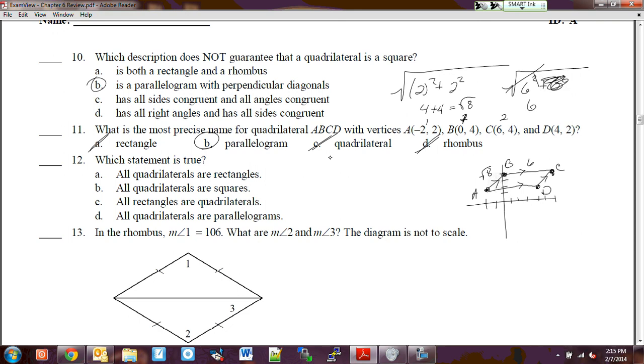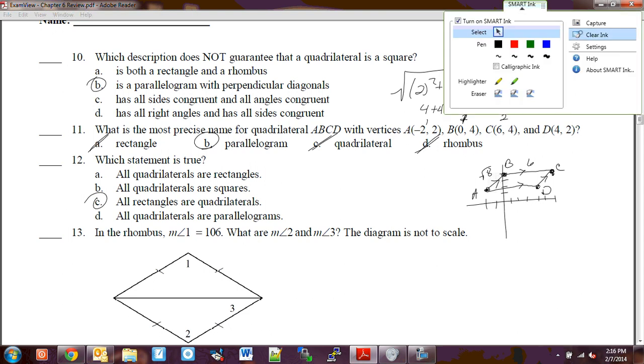All right, number 12. Which statement is true? All quadrilaterals are rectangles. Nope, just proved that in number 11. All quadrilaterals are squares. Nope, because a square is a rectangle. So if all quadrilaterals aren't rectangles, they can't all be squares. All rectangles are quadrilaterals. Well, yeah, because a quadrilateral is just a four-sided figure. So that's true. And then all quadrilaterals are parallelograms. Nope, because you can have trapezoids and kites as well. So the answer for number 12 is C. All rectangles are quadrilaterals. That is the only one that makes sense.